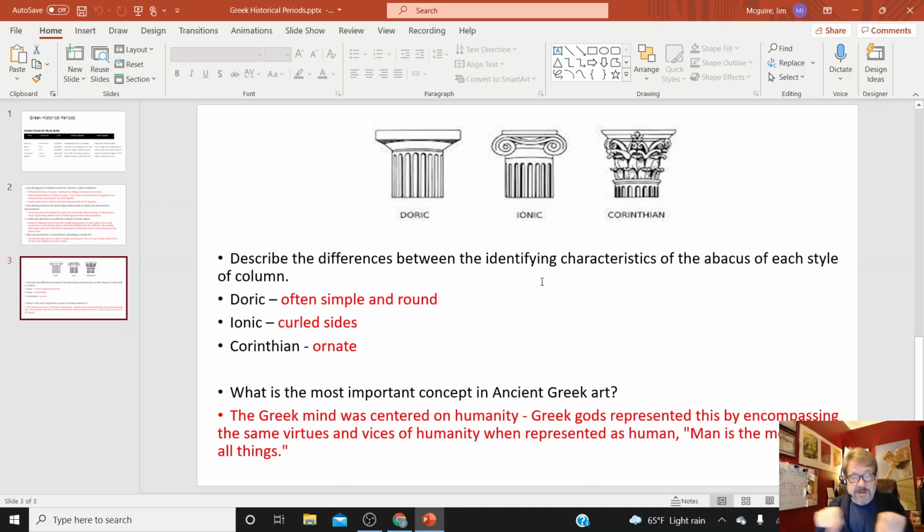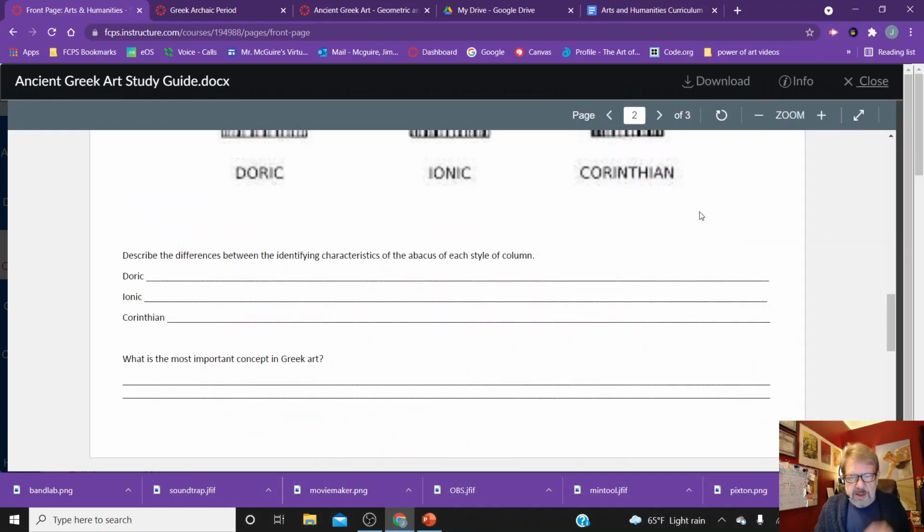Ionic often had these little curled sides. They look like serifs at the top of an I, if you will, the letter I. And then the Corinthian had a very sort of ornate look to the top of that column. And so we can look at those and quickly identify what period of architecture is being represented. We're going to talk more about this Greek mindset, most important thing, in just a second. All right.